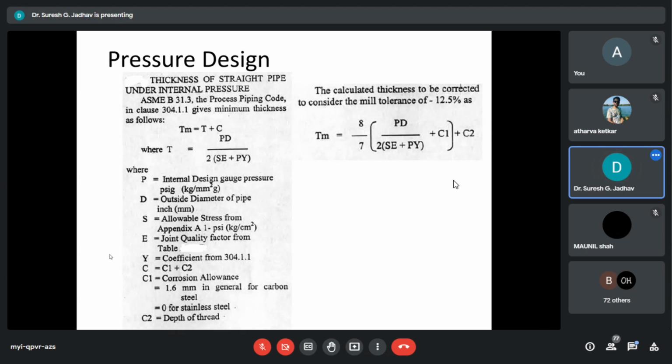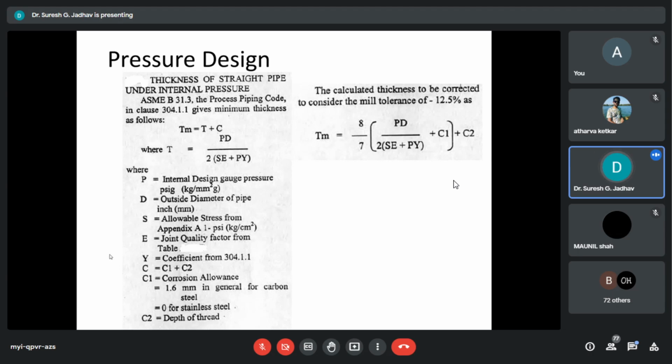Next session, we will see examples to calculate the thickness of straight pipes under internal pressures. So this is all about today's lectures: pipe ends and types of pipes. With the help of different manufacturing methods, we can manufacture the pipes. First one is the welded method. Under the welded methods, we have seen the different combinations of weldings. And the next one is seamless.